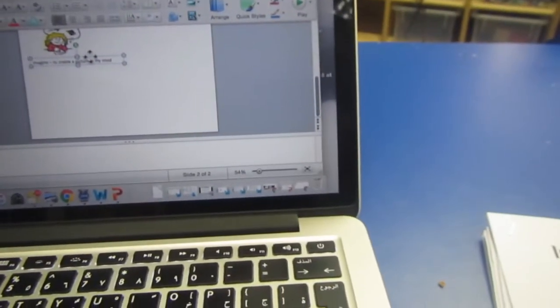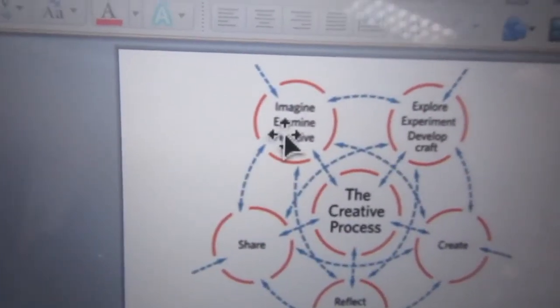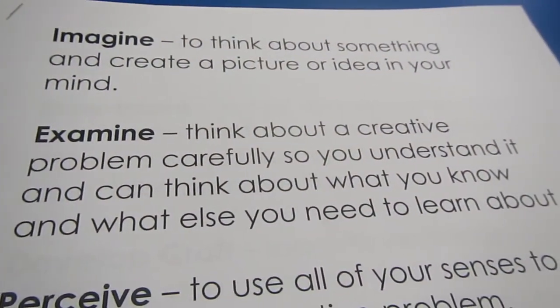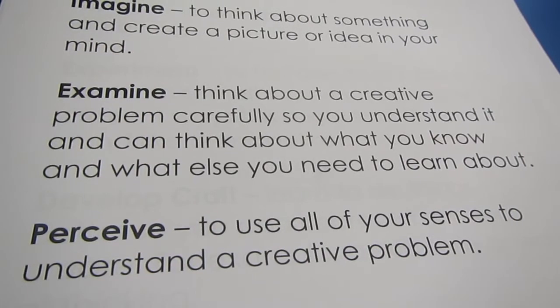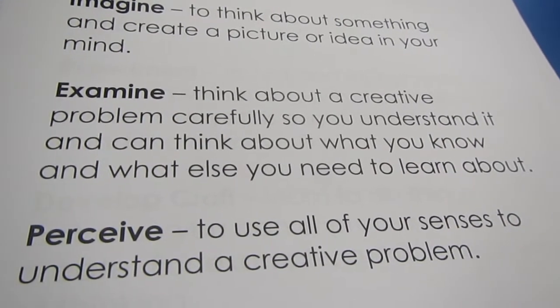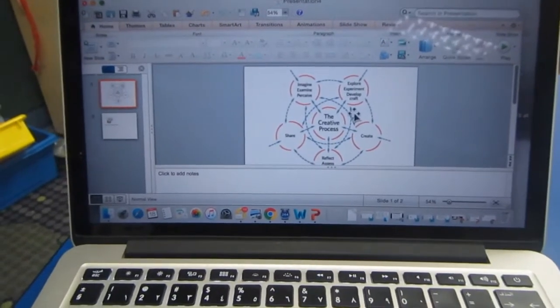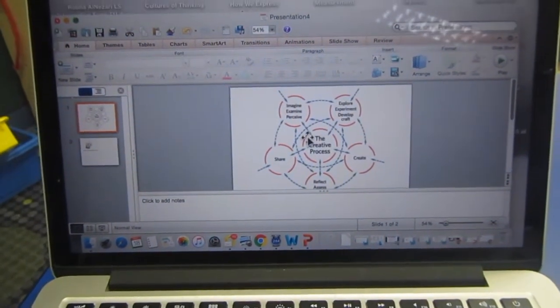Now there's 3 other words that are in that part. So can you come up with an understanding for what examine means and perceive? Do you understand what those mean? Again, you can go over here and see that examine means to think about a creative problem carefully so you understand it and can think about what you know and what else you need to learn about. Perceive means to use all of your senses to understand a creative problem. So think about those words to help you think of a metaphor. You can go back into Google search and search for those words and see if you can find some good pictures or good metaphors that can help you explain the creative process.